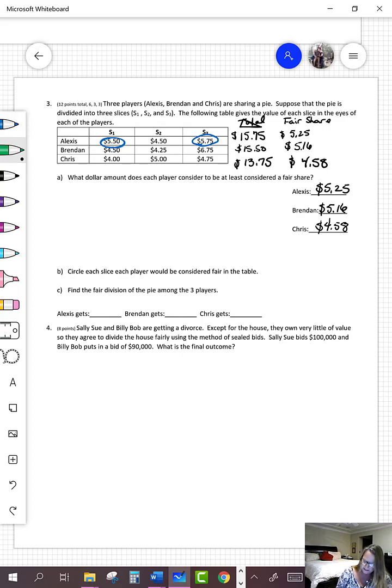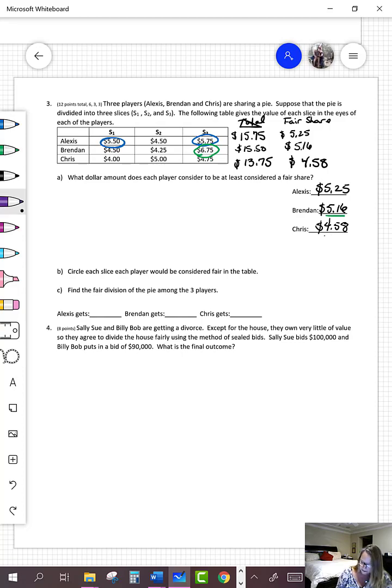So Brendan, his value for a fair share is $5.16 or above. So $4.50 is not enough, $4.25 for slice 2 is not enough, but $6.75. He only values the third slice as a fair share.